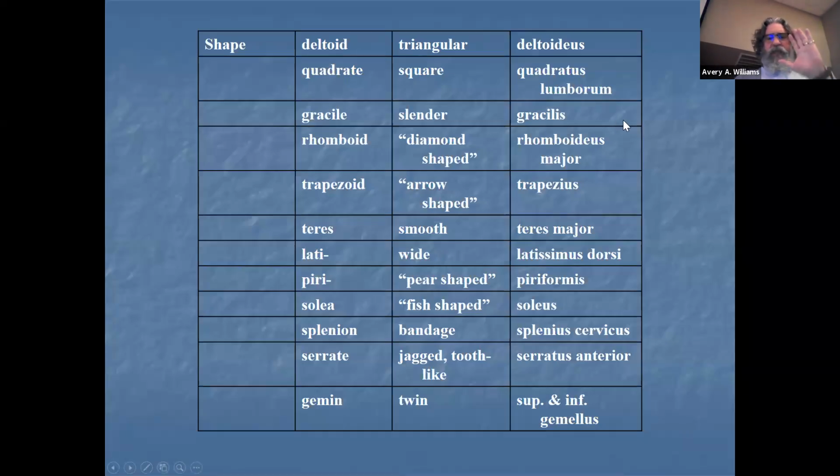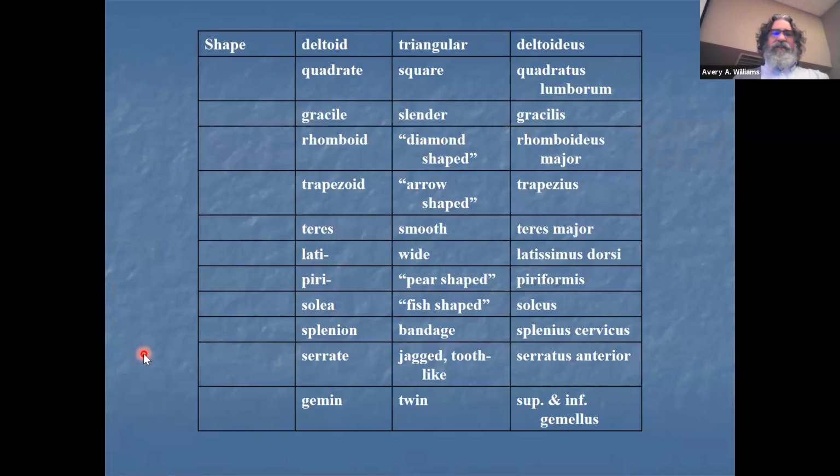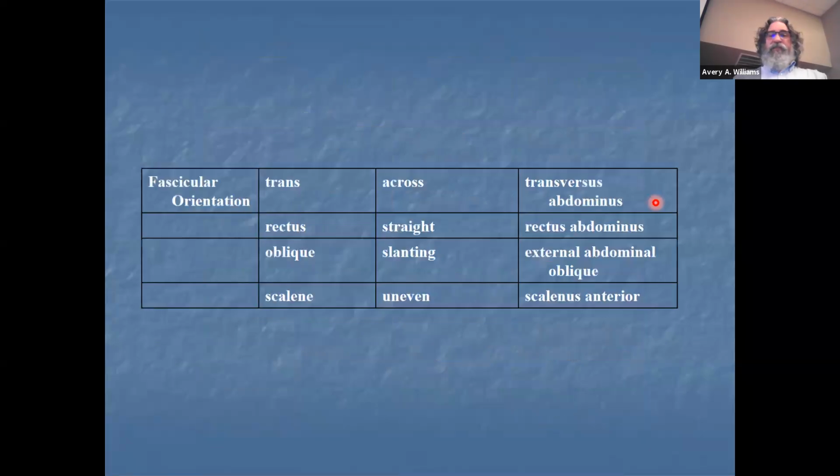So I think we finished this criterion, right? The shape. I can't remember what number that is, but this is our next criterion, fascicular orientation. Remember I was talking about this is the grain of the muscle, the direction the muscle is actually running. And sometimes muscles are named according to the direction they're running.